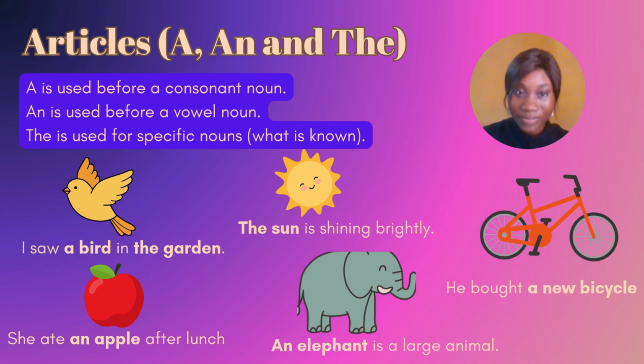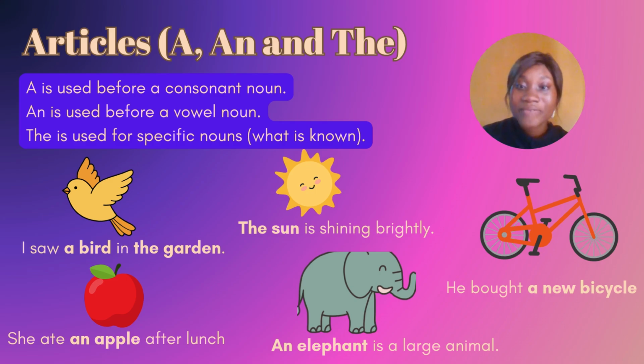Definite and indefinite. You make use of a in front of consonant nouns. Remember I told you that we normally use determiners in front of nouns. What are nouns? A name of a person, animal, place, thing, or idea. So for nouns that begin with a consonant letter or have a consonant sound, we make use of a. So a ball, a bird, a dog, a cat, a table, a shoe, a chair.